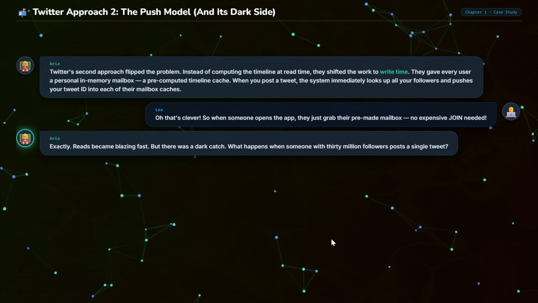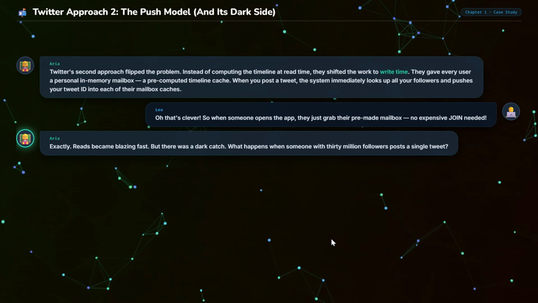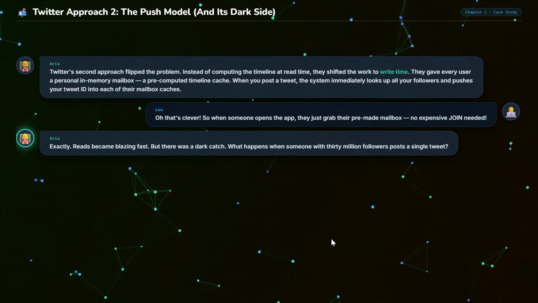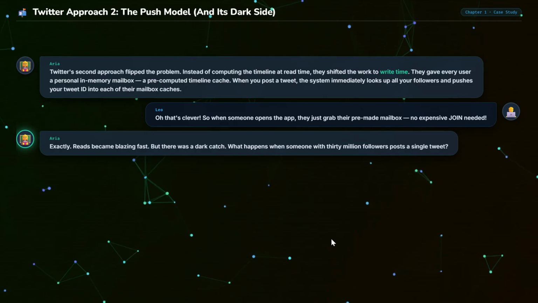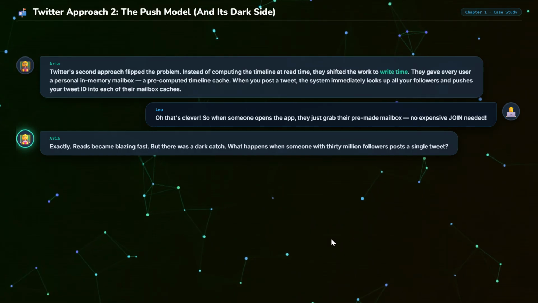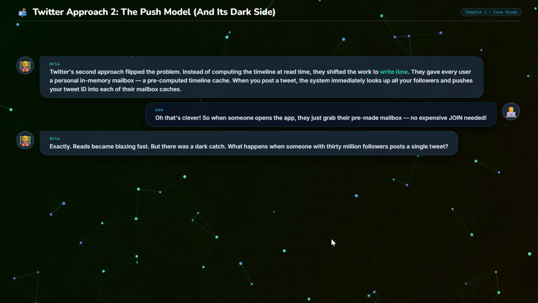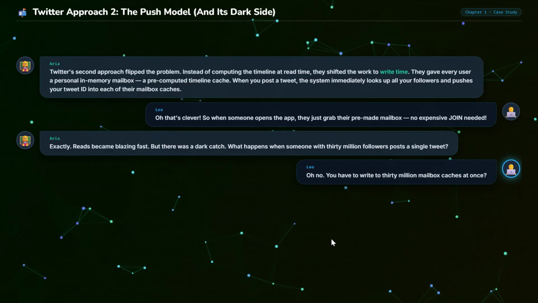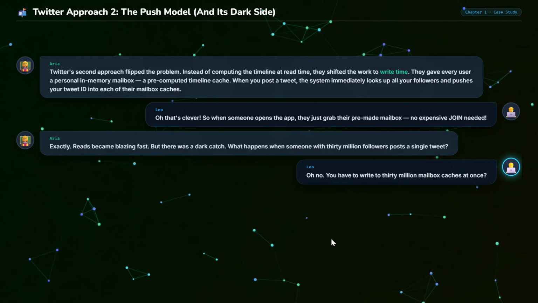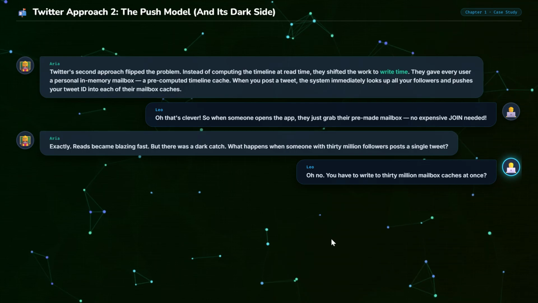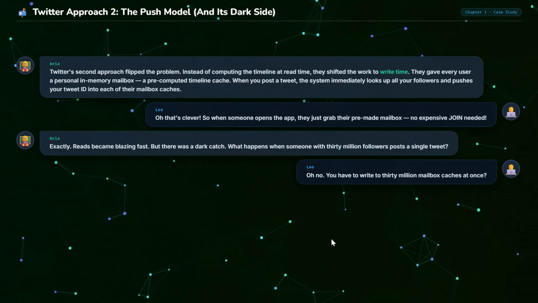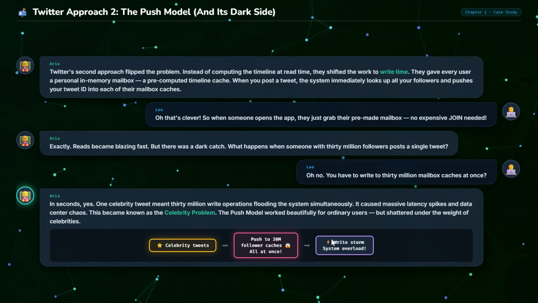But there was a dark catch lurking in this design. Think carefully about this question. What happens when someone with 30 million followers posts a single tweet? Oh no. You would have to write that one tweet into 30 million different mailbox caches. All at once. In a matter of seconds.